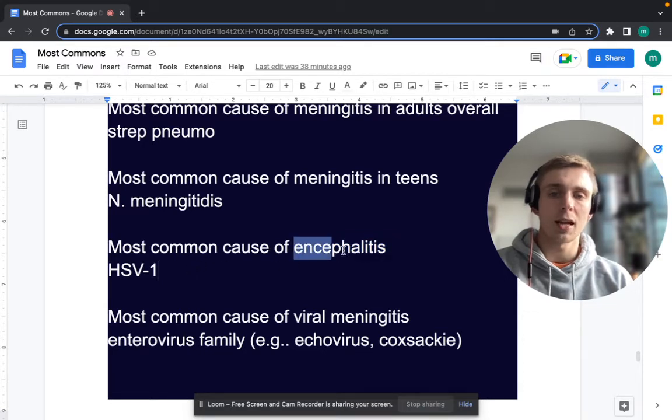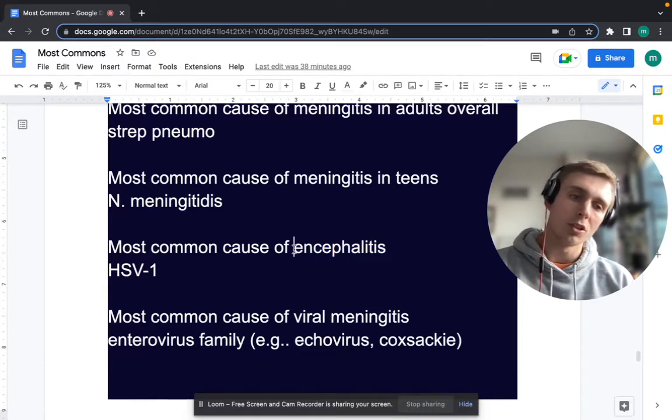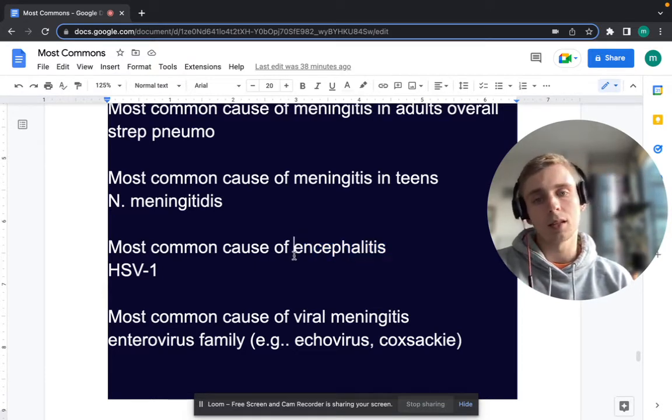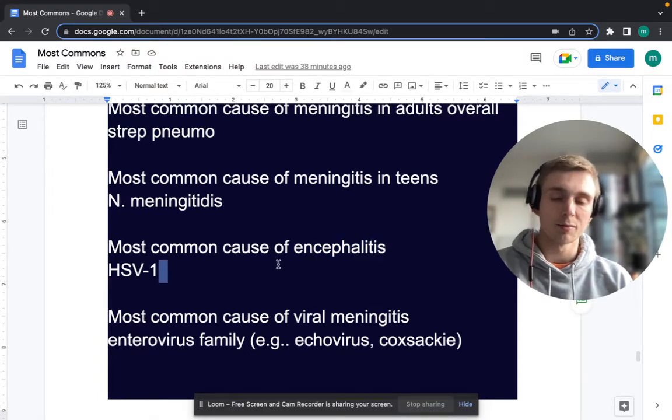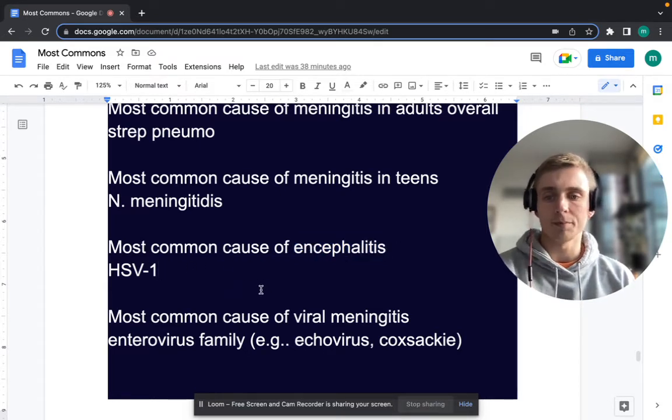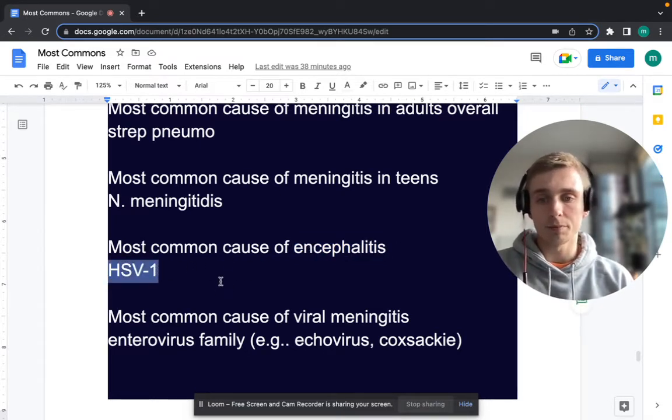Encephalitis may have all those findings, the meningeal findings like nuchal rigidity, Kernig's and Brudzinski's signs, phonophobia, neck stiffness. But encephalitis will often have mental status changes and even psychosis. So mental status changes and psychosis with encephalitis help to differentiate it, and that's going to be by HSV1.